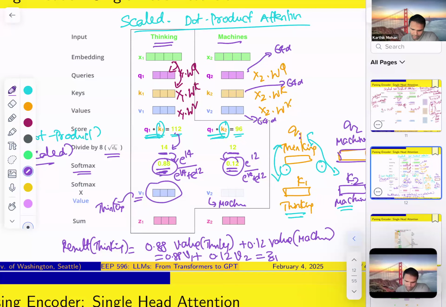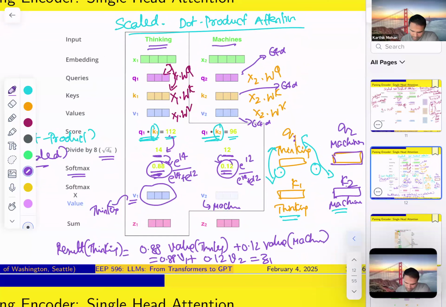And the same thing you do for Z2. So for machines, let's say you get something else, right? So you'll look at Q2. Q2 dot K1 divide by 8, and then Q2 dot K2 divide by 8. Then let's say you did softmax, right? So we again applied exponential of this, divided by exponential of that plus that. So let's say you get something like 0.2, 0.8. So then in this case, Z2 is 0.2 V1 plus 0.8 V2, right?